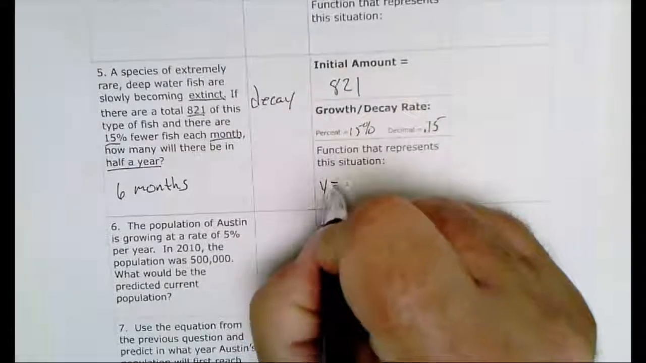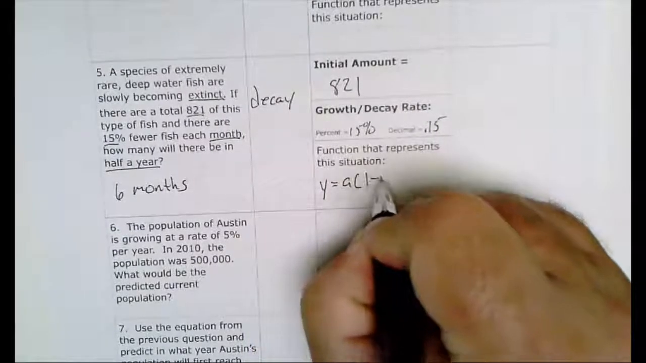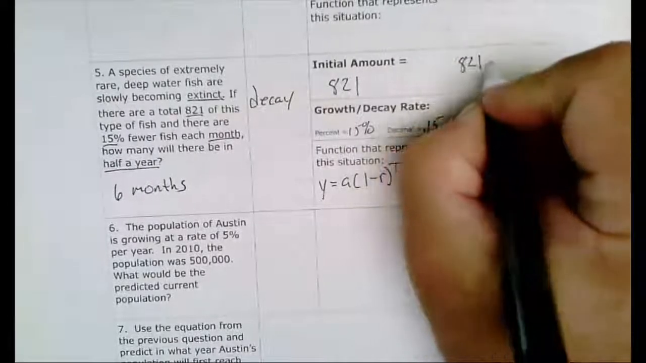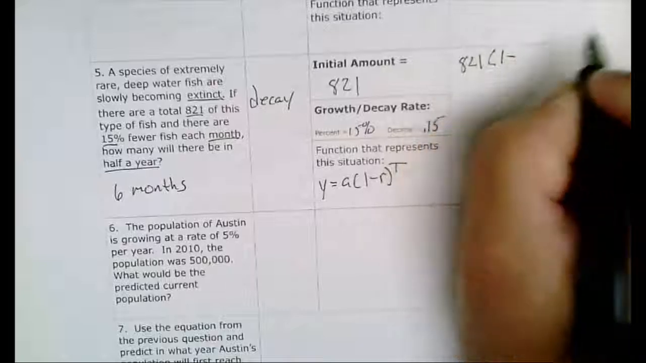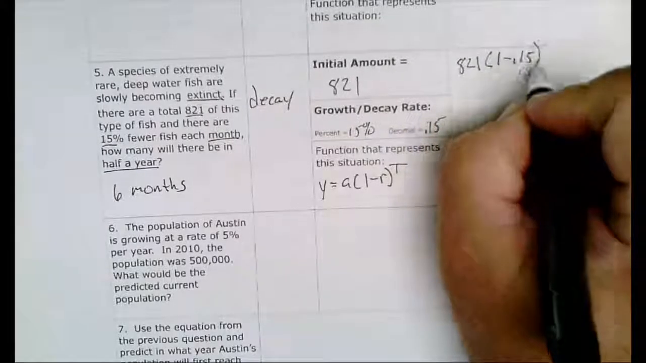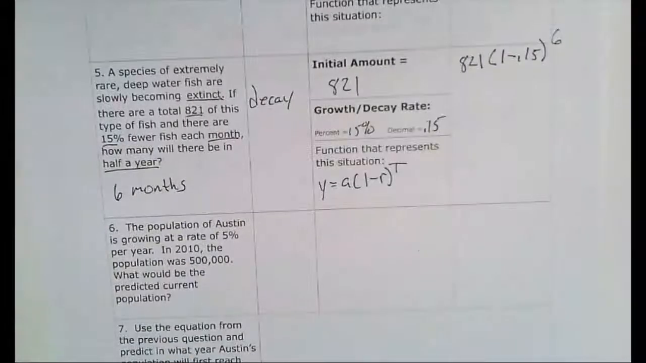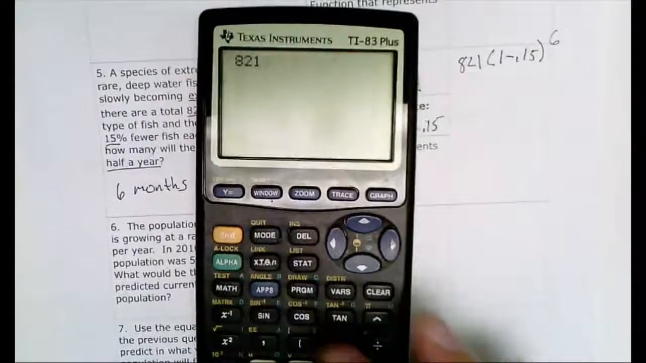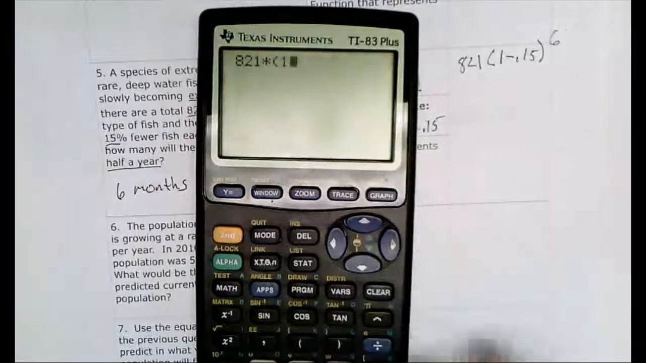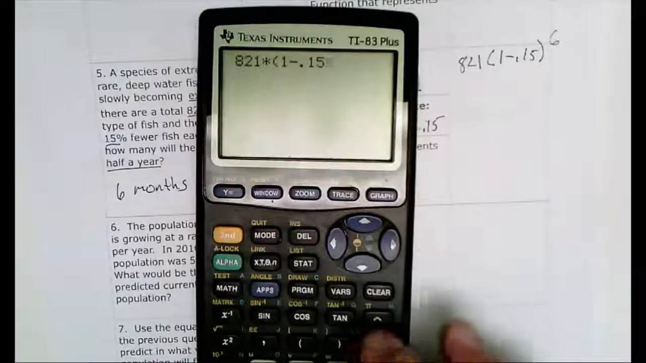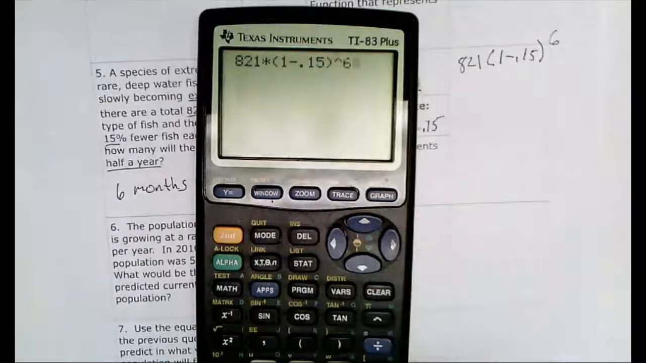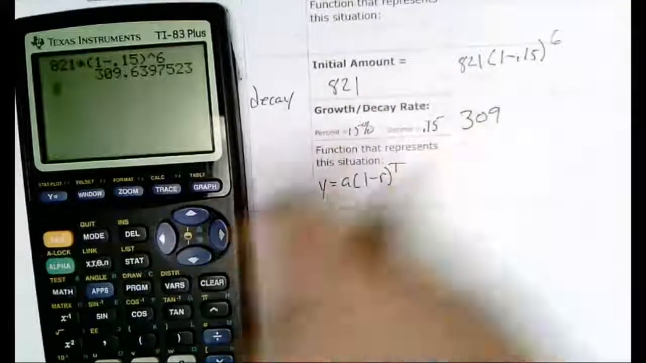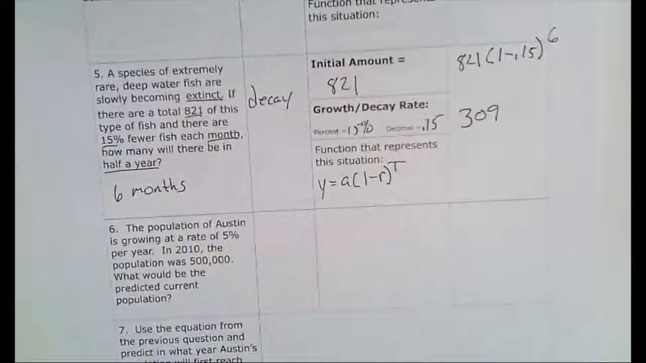So y is equal to a times 1 minus r to the t. So we have 821 times 1 minus 0.15 to the 6th power. Okay, 821 times 1 minus 0.15 to the 6th power. So there will be 309 fish remaining.